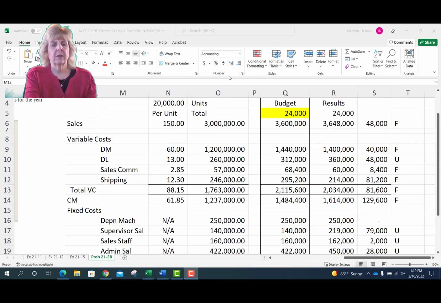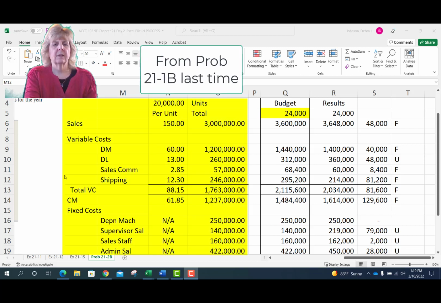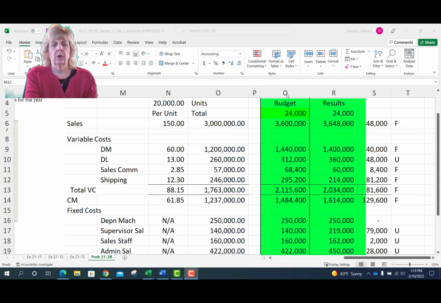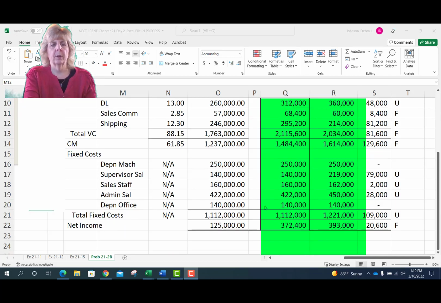It's difficult to fit this all on the screen. On the left-hand side, this should look familiar to you. This is the per unit calculations that we did in the previous problem. And over here in the Q column, you'll see the budget that we flexed forward to 24,000 units. This is the top half of the budget through the contribution margin. And then let me show you the bottom half of the budget through net income.